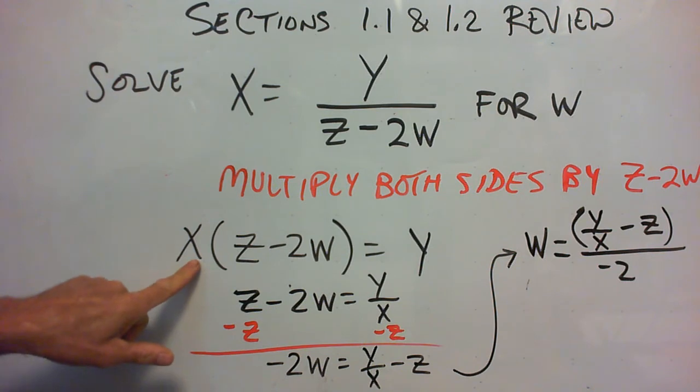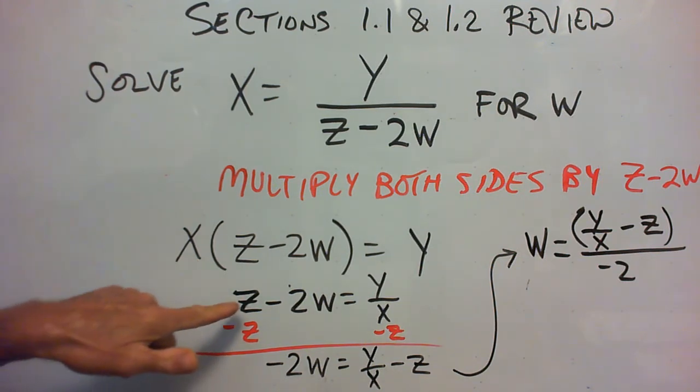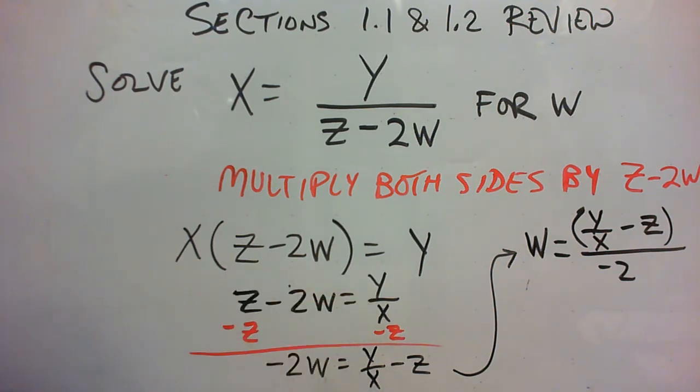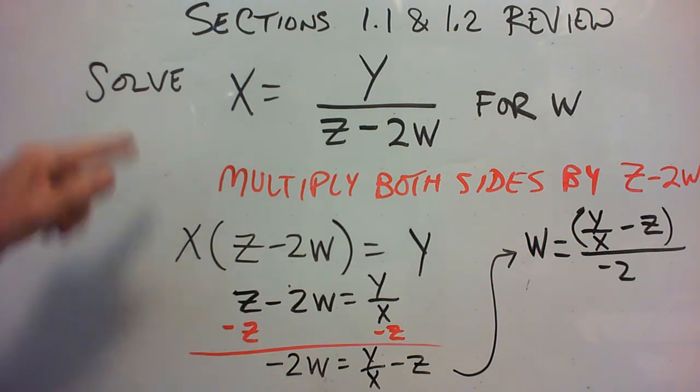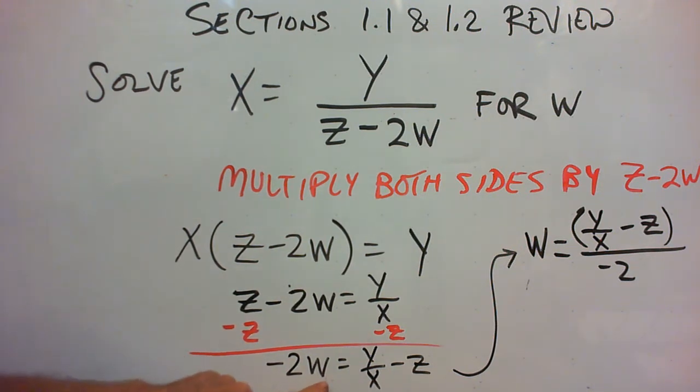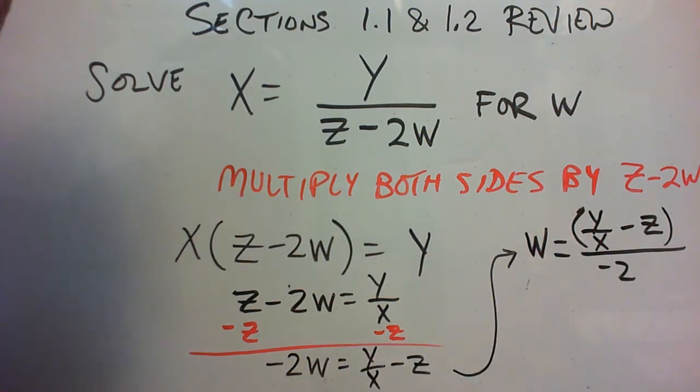If we divide both sides by x, we get z minus 2w equals y over x. Then we subtract z from both sides, we get negative 2w equals y over x minus z. And then divide both sides by that negative 2. And we get this answer here on the right, and it's a little bit clunky, but it's correct, and I certainly would not mark it wrong on a test, but we can actually rewrite that a little bit more compactly.